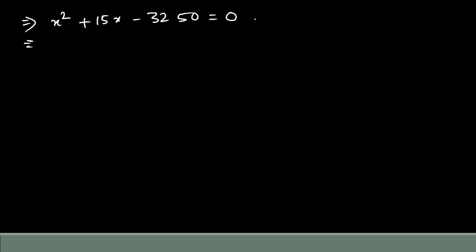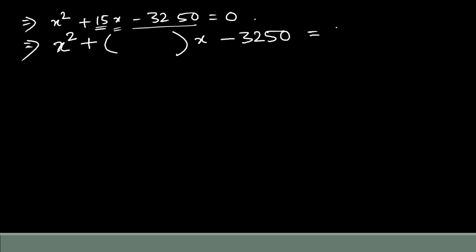Okay. So how will you factorize it? Let me show you again how to factorize it, how to find the solution or roots of a quadratic equation through factorization. Because this is very important, to be honest with you. x square, you write it as x square. Plus, you write it as plus. Instead of 15, just keep a bracket. Write an x here. Then it's minus 3250, just write minus 3250 equals 0.